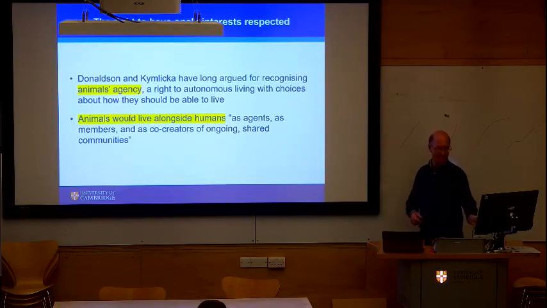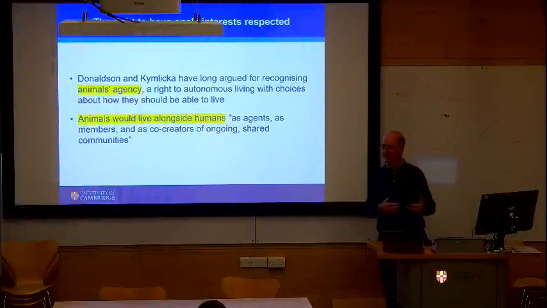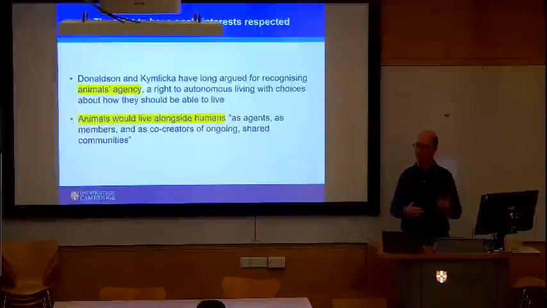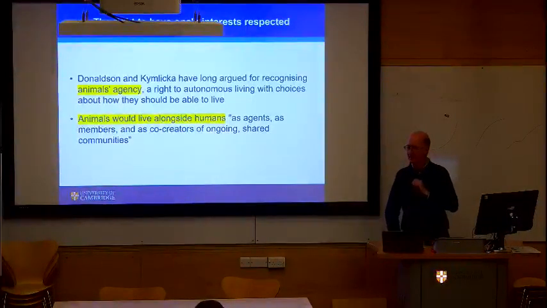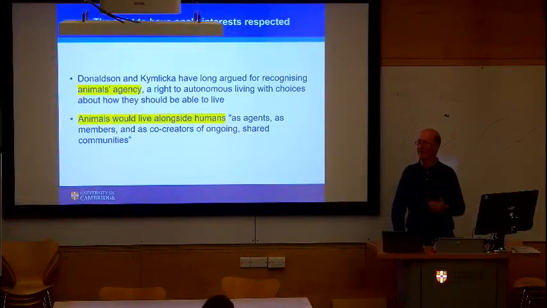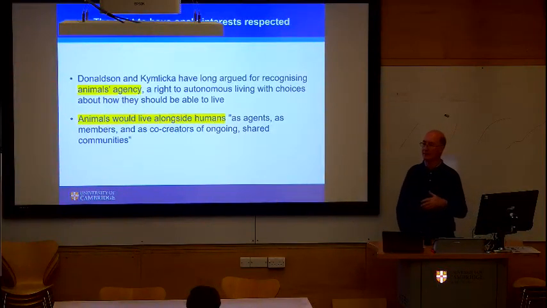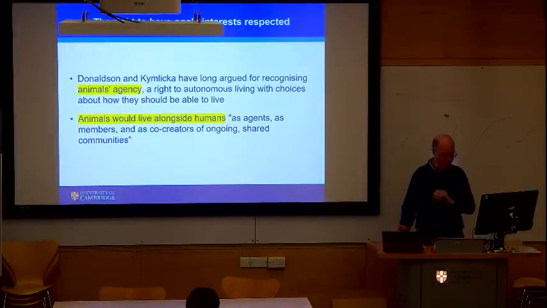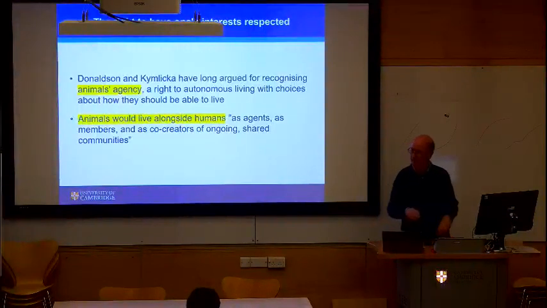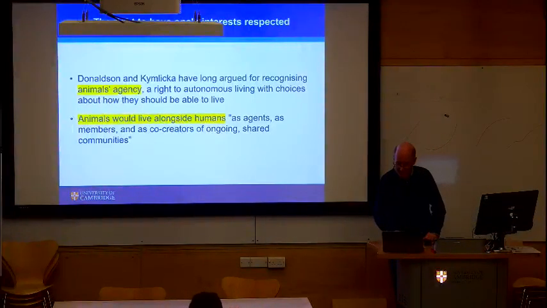Another way of coming at it, Donaldson Kymlicka, you've probably read now, the idea of the animal's agency, the idea that animals are perfectly capable of living complex lives, social lives, having preferences, expressing those preferences, having autonomous living with choices about how they should be able to live. So the idea that humans have to decide everything for animals, they argue is simply not true. What we need to do is to find ways of listening to them, to find ways of working with them. And then we can adapt around them and live together in a meaningful way.